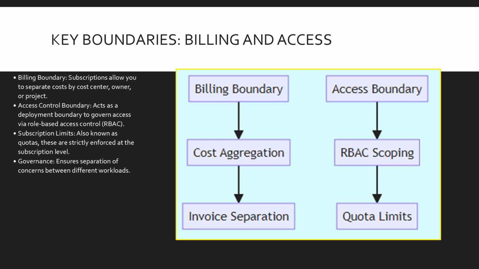We use a block diagram here to separate the 2 main functions. On the left, the yellow block represents the billing boundary, containing cost aggregation and invoice separation. On the right, the blue block represents the access boundary, containing RBAC scoping and quota limits. This side-by-side view reinforces that a single subscription simultaneously handles both financial tracking and security governance.